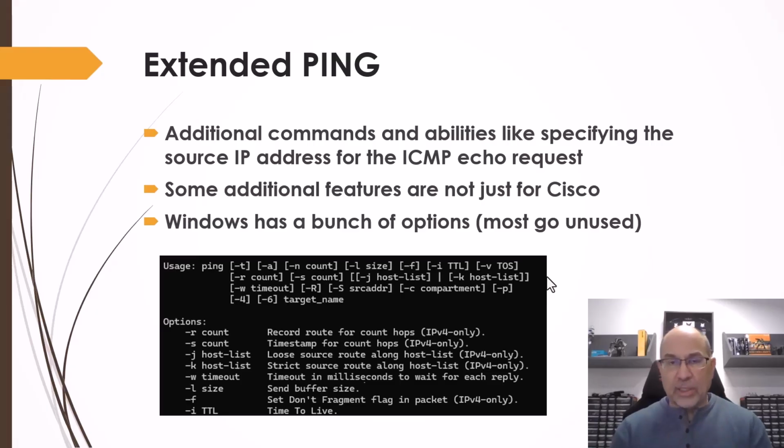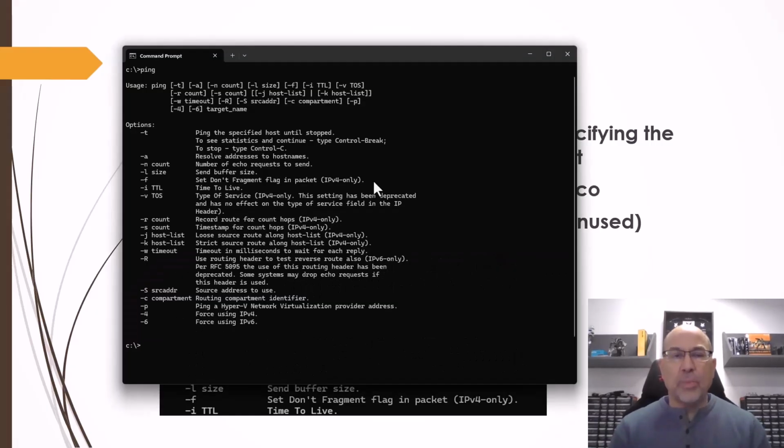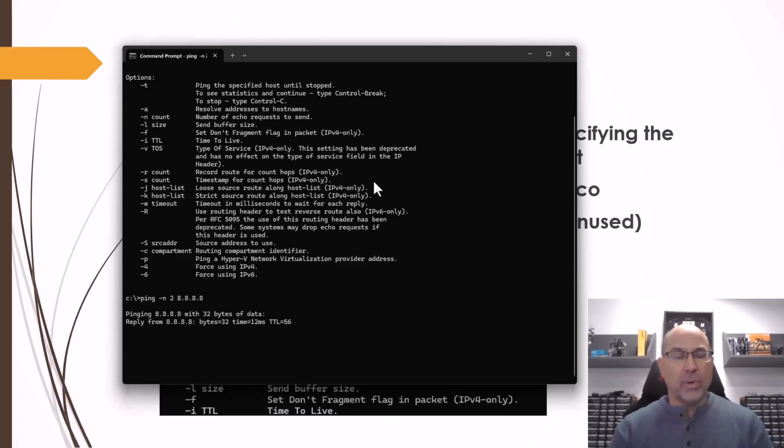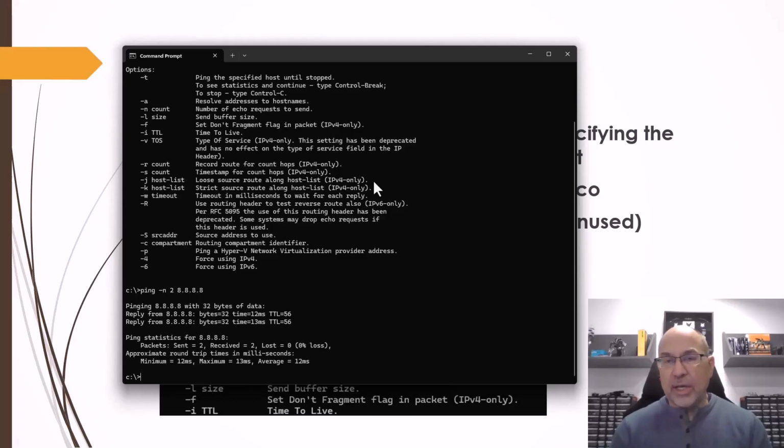Let me show you a quick example. So here is the output of ping, right? If I do ping without any arguments, I see all of these things that are available to me. So I might do, let's just take an easy one, if I do ping -n 2, and then I go out, right? So this just says, well, I'm going to do 2. But I can also do a ping -l, for example, and I might change the size of the ICMP packet that I send.